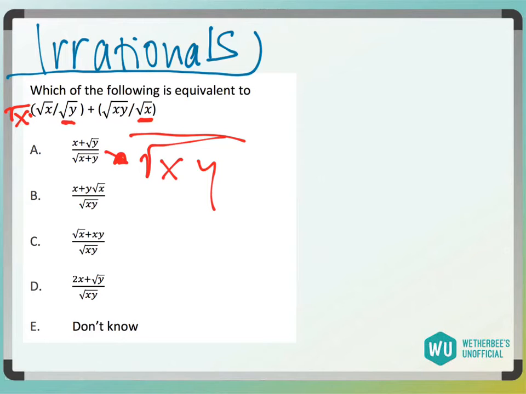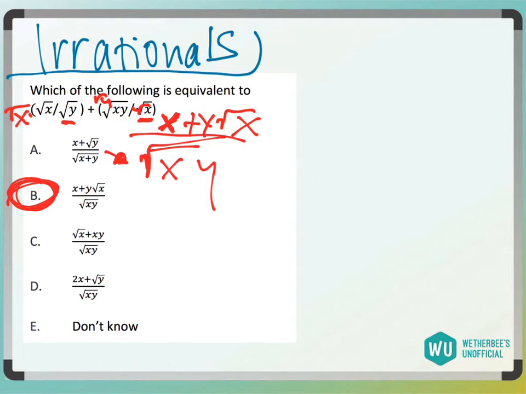So root x times root x is x. And then plus, root x goes into root xy with root y left over. Root y times root xy, the root y's are going to pull out as a perfect square, so I'd be left with y root x. So x plus y root x over root xy would be answer choice B.